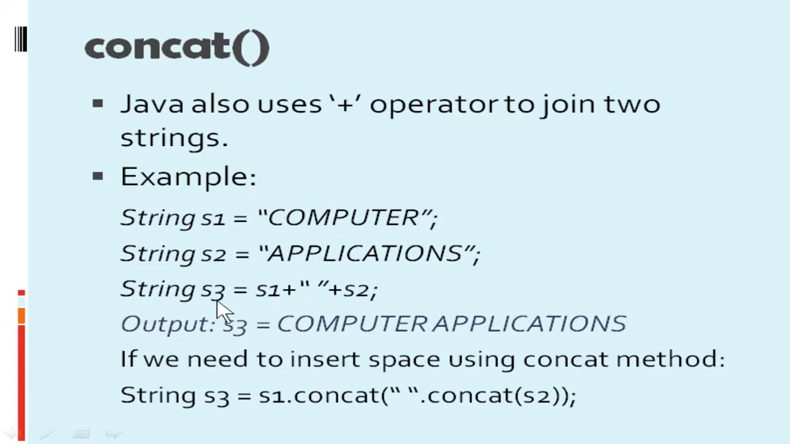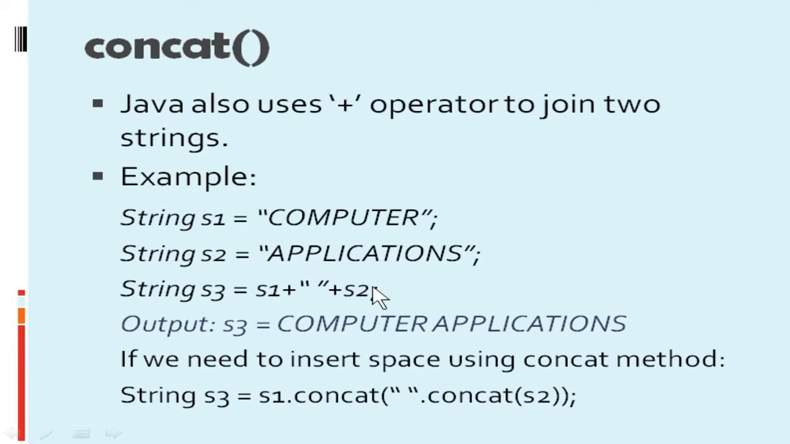Now what I have done is I have given s3 equal to s1 plus another string, which is nothing but a space. To add a space, you give two double quotes and in between you leave a space. That means it is a string, and then it is added with the third one, that is s2. So you will have s1, space, s2. That is, s1 is computer, then a space, and then application, which is the s2 value, will be stored in s3.